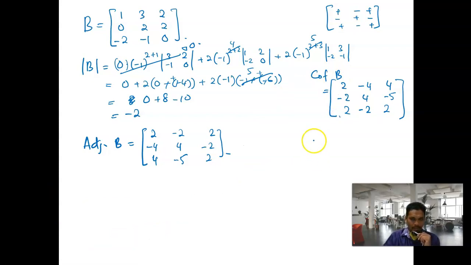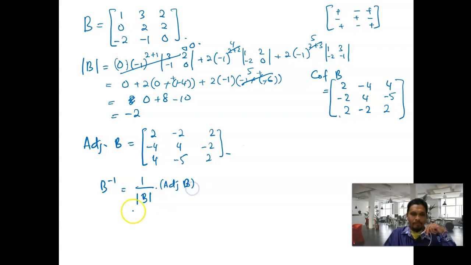Again, the adjoint: 2, negative 2, and 2; negative 4, 4, negative 2, 4, negative 5, and 2. So the adjoint of this matrix, then B inverse equals 1 over the determinant of B multiplied with the adjoint of B. So 1 over the determinant, which we call negative 2.